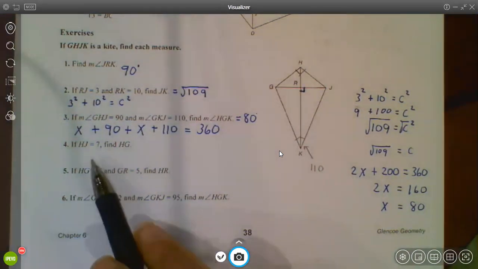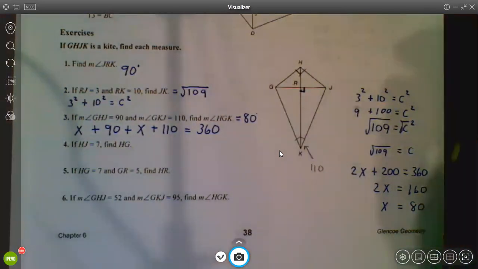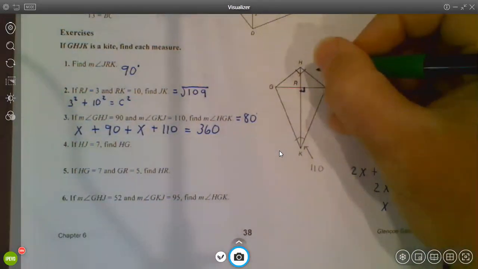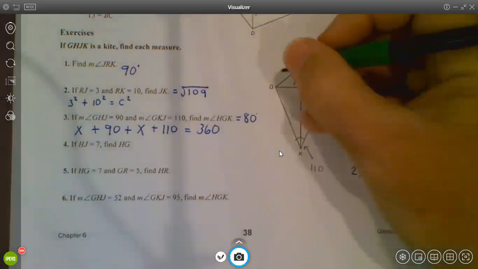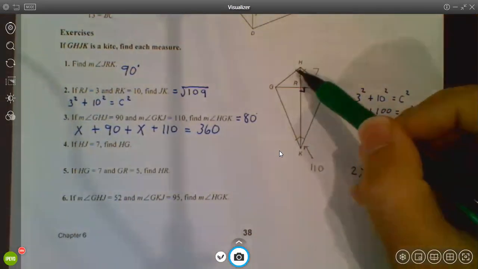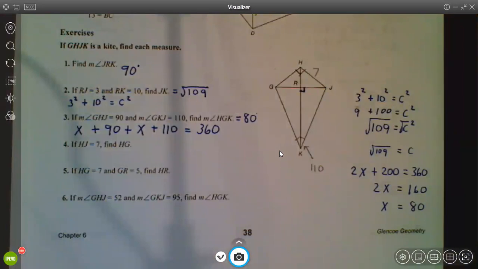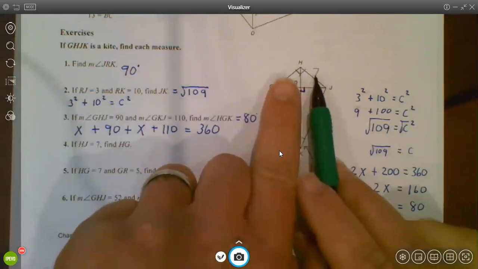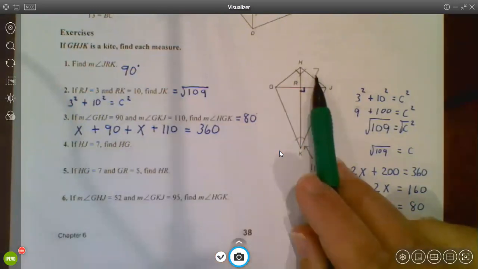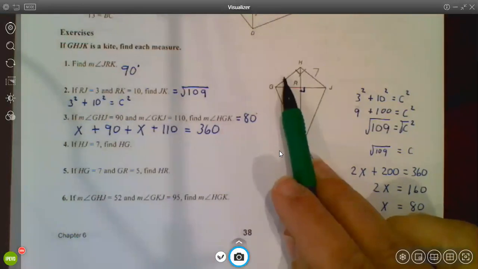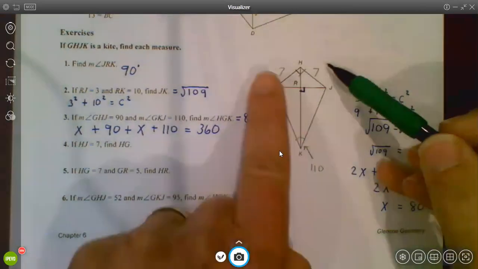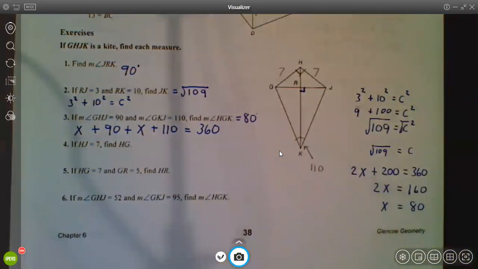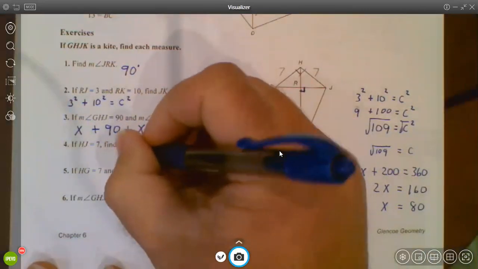All right, let's look at a couple more of these here. So if HJ was 7, so what if that was 7? What would that make HG? This guy right here. So one of the main properties that makes a kite is that you get consecutive sides that are congruent. So if this guy is 7, automatically this guy would have to be 7 as well. So we know that those two are going to be the same as each other. We know that those two are going to be the same as each other. So HG would have to be 7.